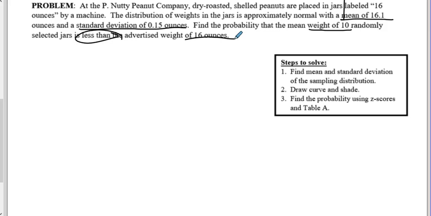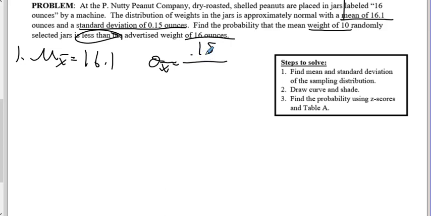So, number 1. What's our mean? What's the mean of the population? 16.1. And then what's our standard deviation going to be? 0.15, that's in the population, divided by the square root of 10. Very good. So we are checking 10 of them. And then we would use 16 for the number 2. We'll get to that, but yes. Very good. So you should have gotten 0.047.